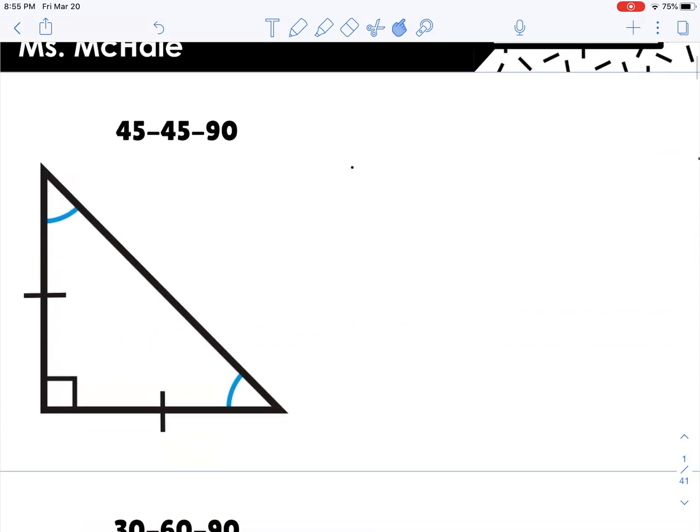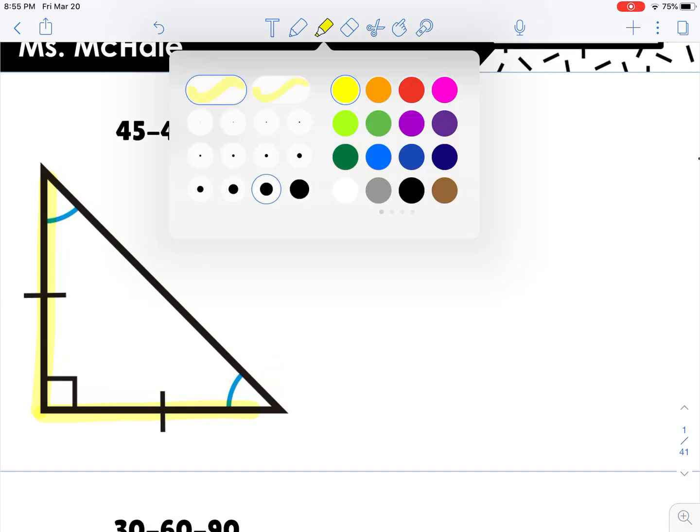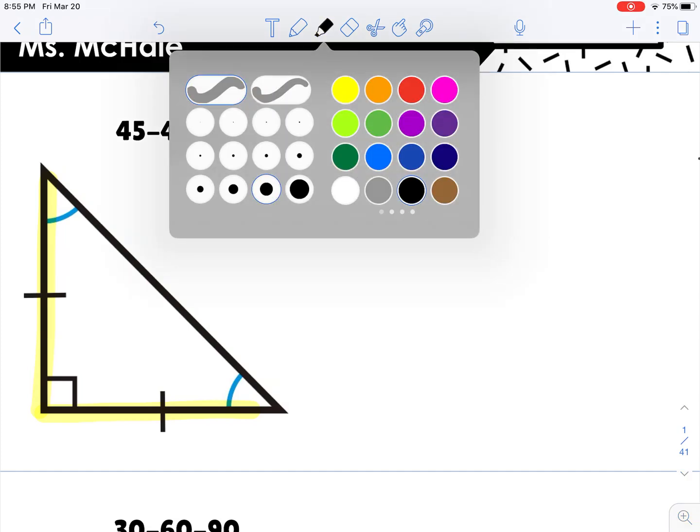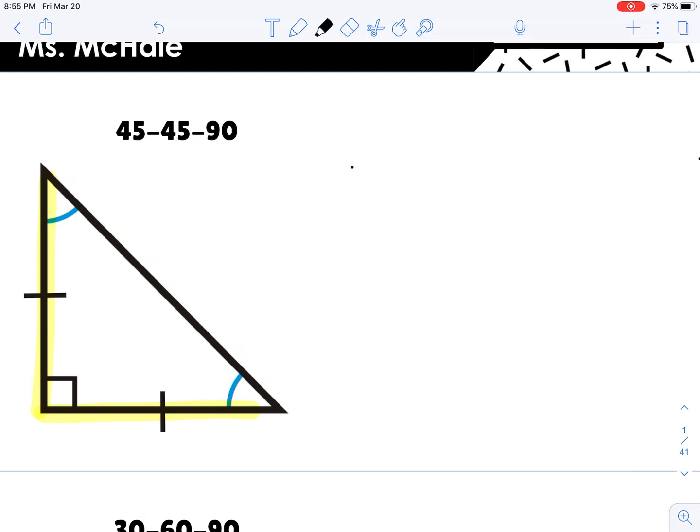So the first one I want to talk about is a 45, 45, 90. This is an isosceles triangle, which we have seen before, and we know it's an isosceles triangle because it has two equal legs and two equal angles. And those angles would have to be 45 degrees each, because we know that's a 90-degree angle, and there's 180 degrees in a triangle. These would both have to be 45s.